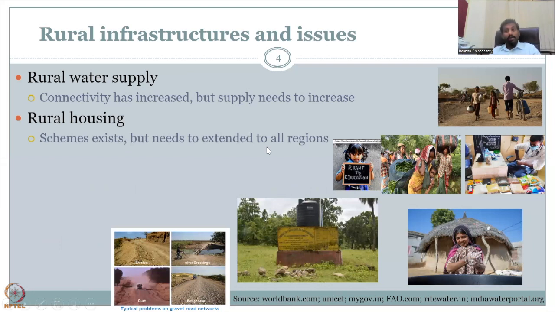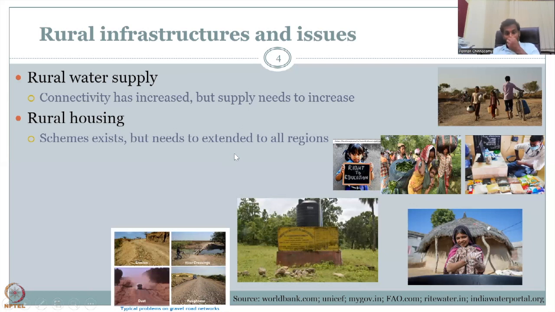So even though pipe supply exists, you could still see kids, and especially girl children, walking with pots and buckets and these kinds of storage containers to fetch water, then clean the vessels, and then go to school. So mostly they lose their school time. They're tired. They cannot read well. So this affects especially women's empowerment. And there are a lot of studies on this. So it is very, very important.